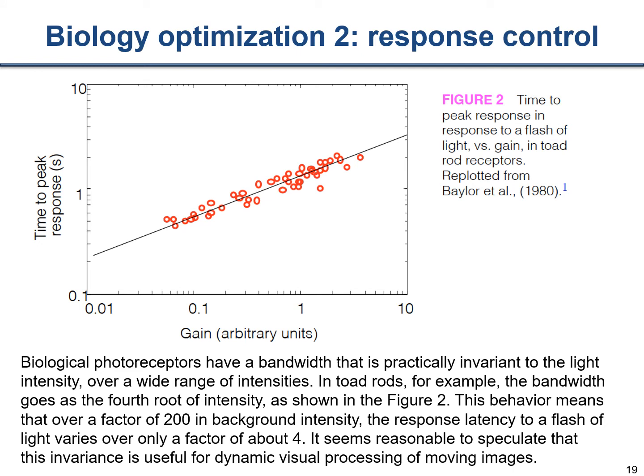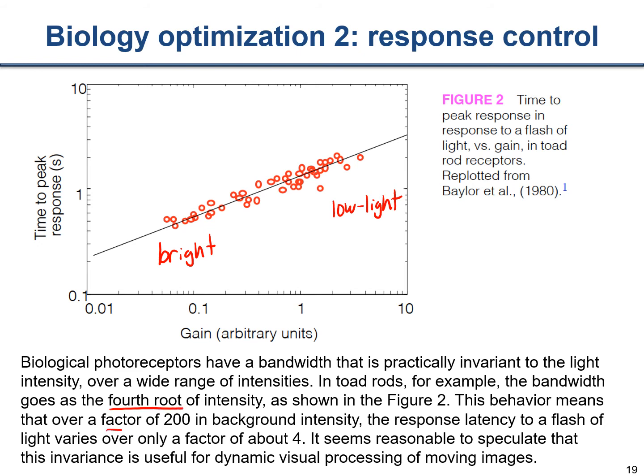The other thing I'd like to note about the optimization of our biological system is that the response time is actually fairly compressed, I would say. So what we're showing here is the response time on the y-axis versus gain in arbitrary units on the x-axis. So when gain is low, we tend to be in a bright light condition, and when gain is higher, we tend to be in a low light condition. And what we see here is that the response time, at least dynamically, is fairly compressed. Okay, so in this case, it goes as the fourth root of intensity.